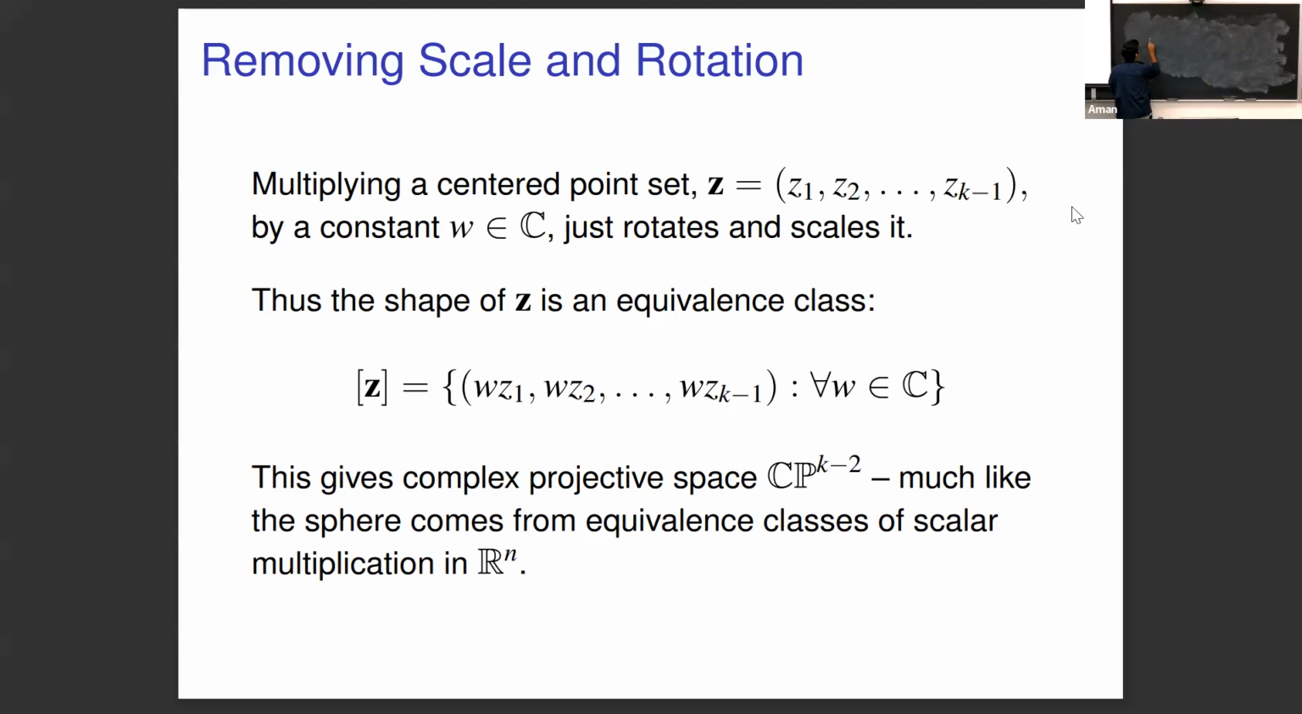Yeah, so the shape of Z can now be reduced to an equivalence class Z, where it is a set of wz1 from wz2, Cn for every element of complex minus the original.